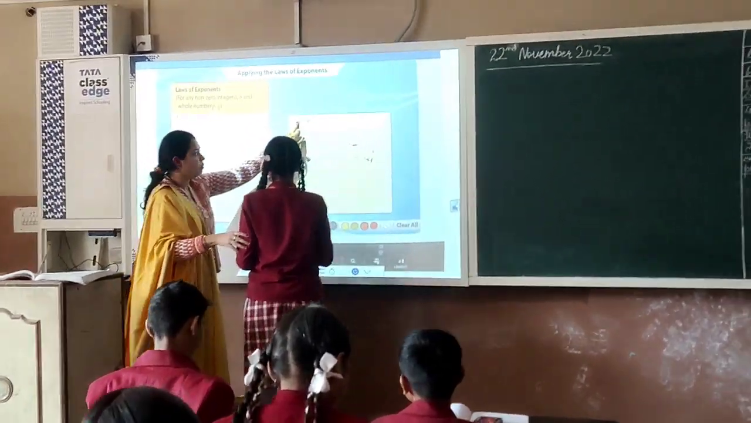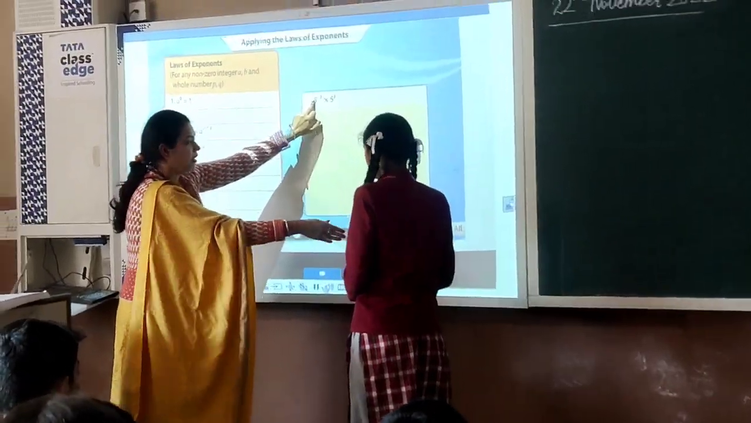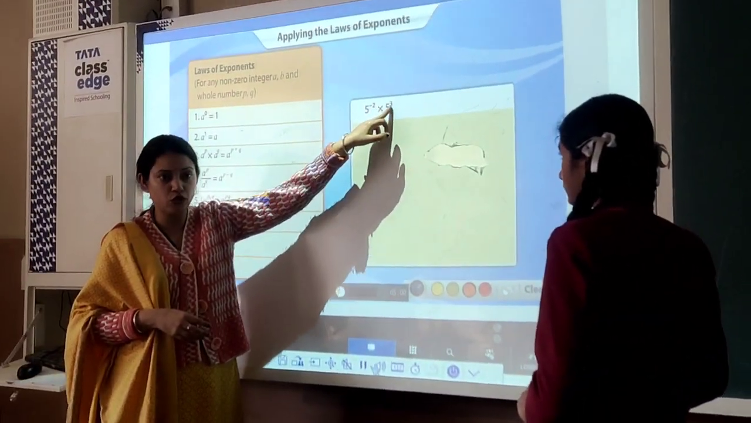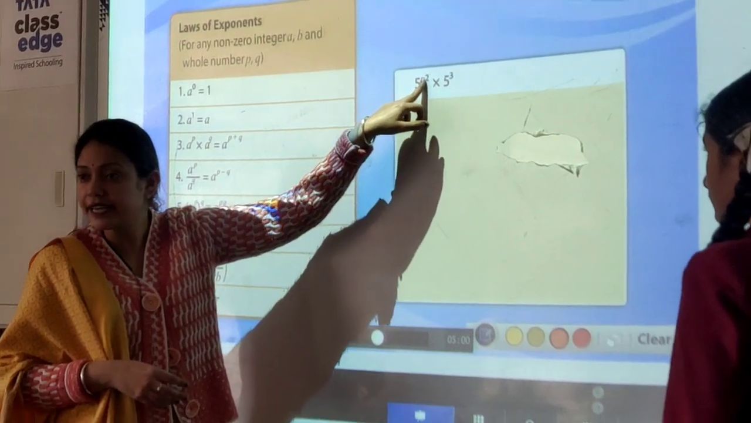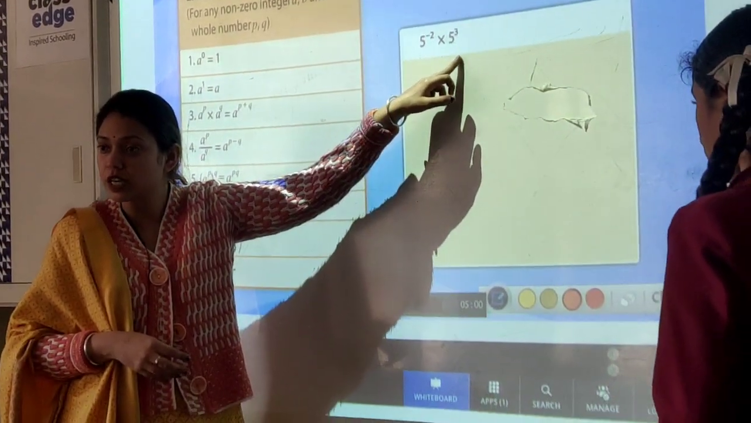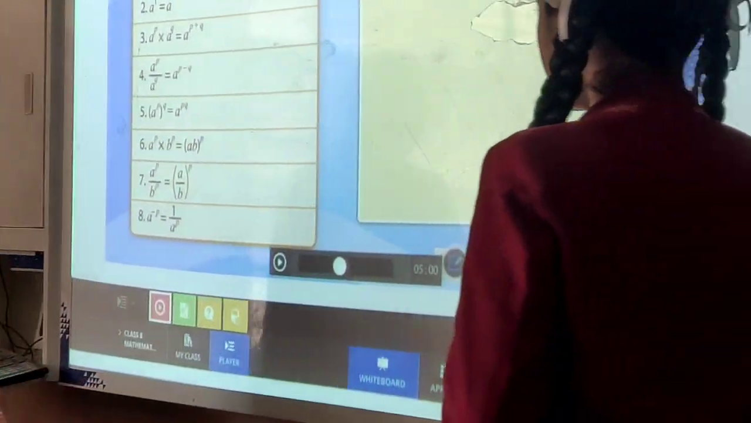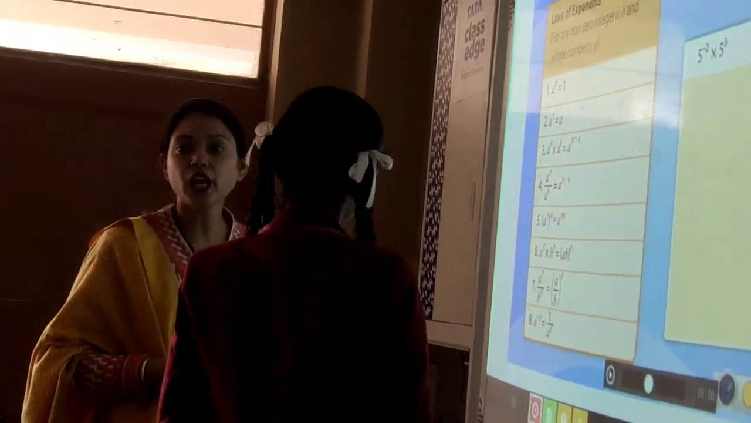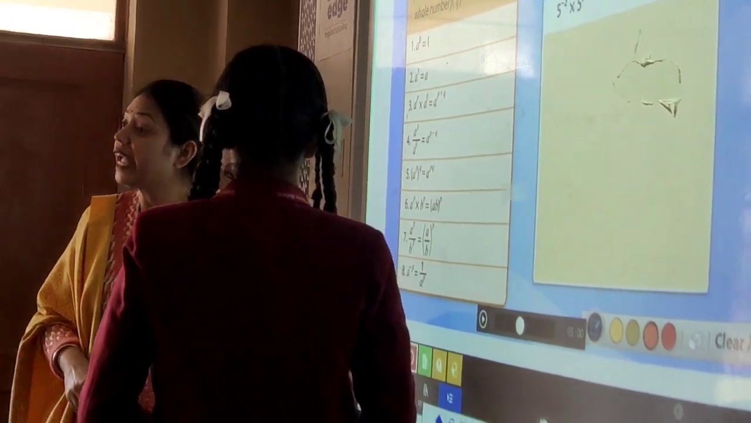This side, beta. All of you look here. Look at this side. This is 5 raised to power -2 into 5 raised to power 3. It means this power is negative and this power is positive. So what to do? Which law firstly we have to apply? We have to apply reciprocal, the last one. Yes, very good. Firstly we apply the law 8.